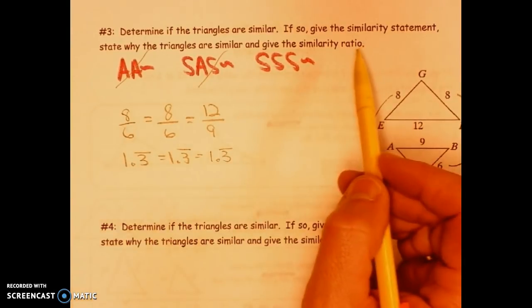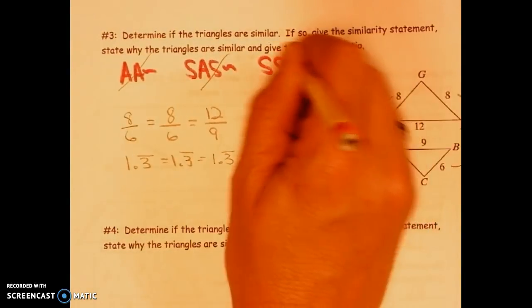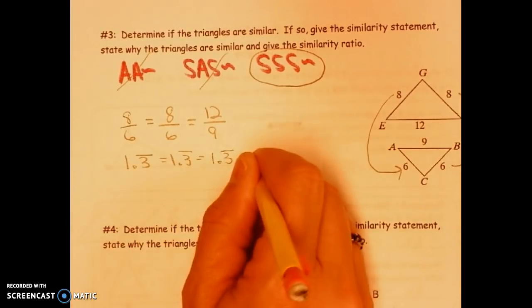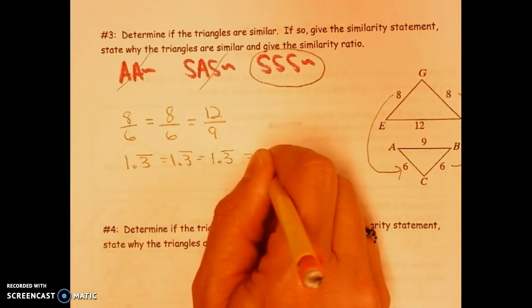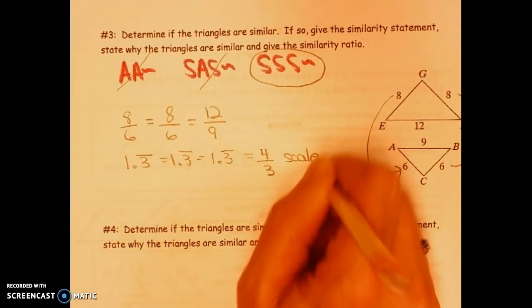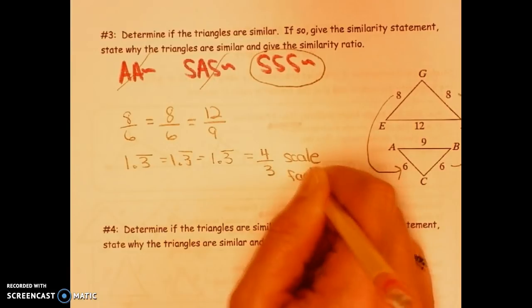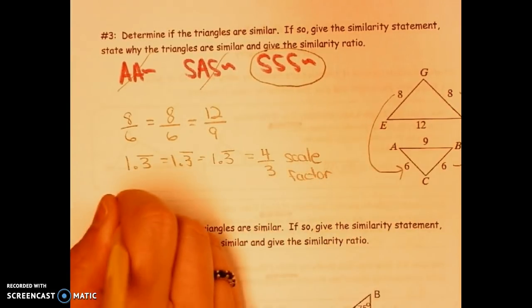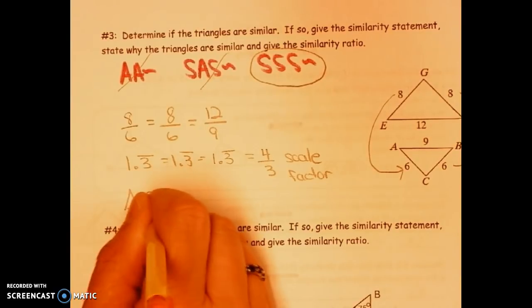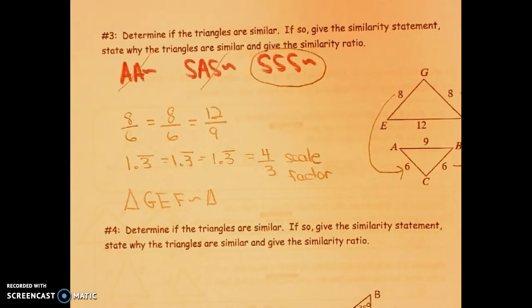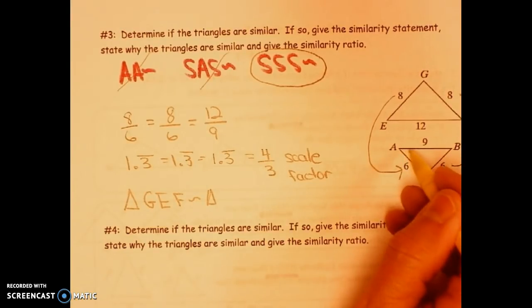First of all, we know the triangles are similar. The reason we figured out is side, side, side. They want us to give the similarity ratio. We're going to give this as a fraction, so that would be 4/3. Again, this is my scale factor. And then finally, they want us to give the similarity statement. We've got triangle GEF is similar to triangle CAB.